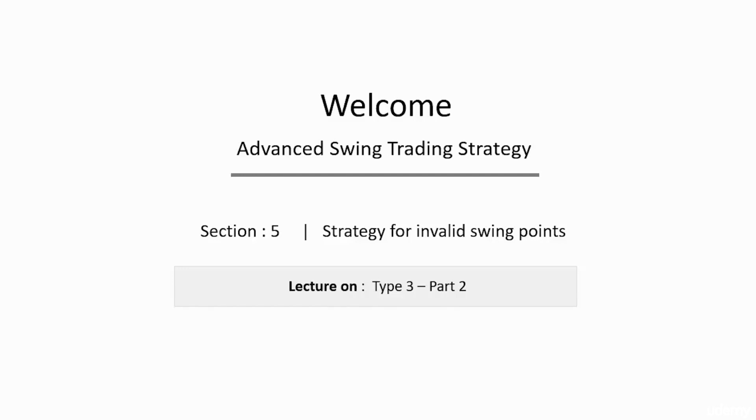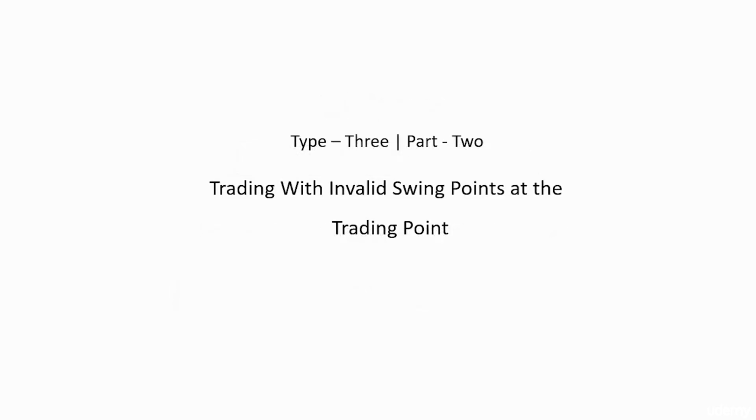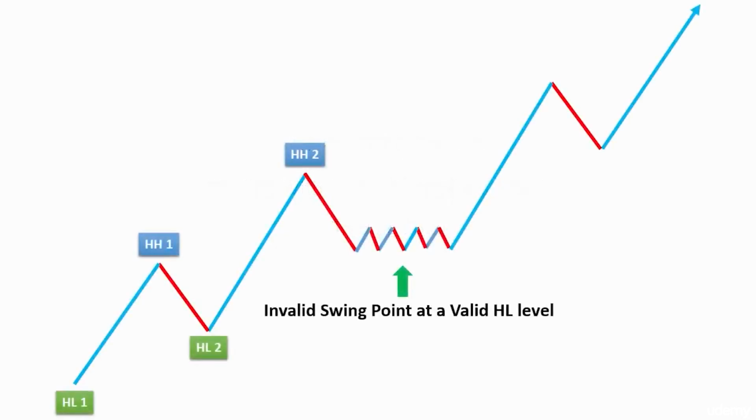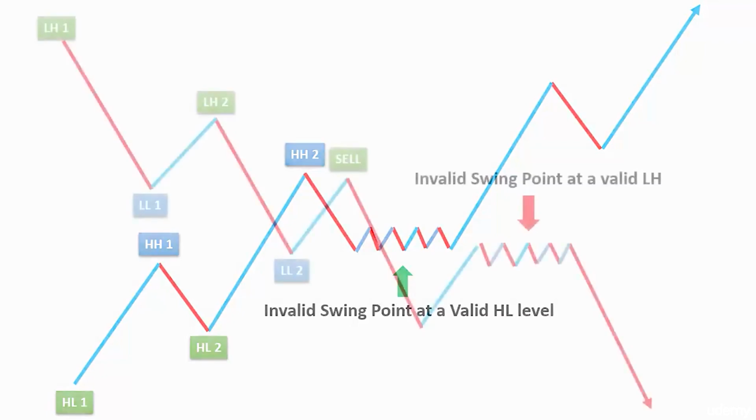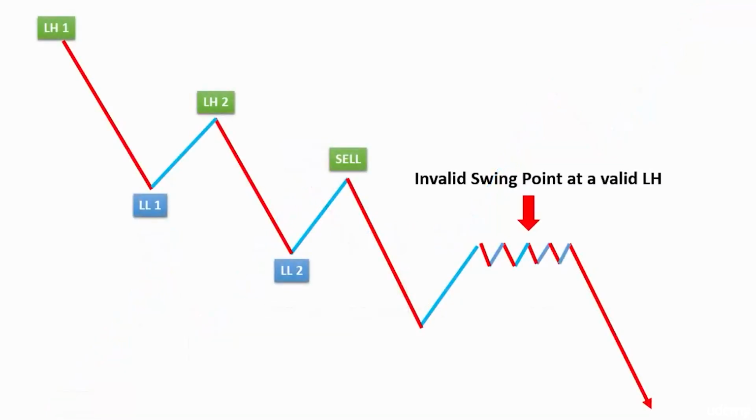Hello traders, welcome back. This video is part 2 of type 3 in this section about trading the invalid swing point at the trading point of a trend. In the previous lecture, I showed you the basic details of the price action setup of an invalid swing point at the valid higher-low level in an uptrend market, as well as the invalid swing point setup at the lower high level in a downtrend market.